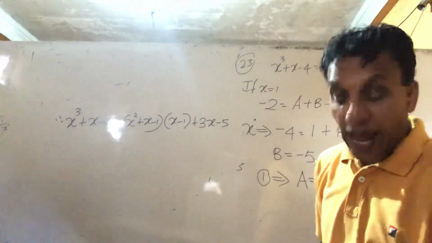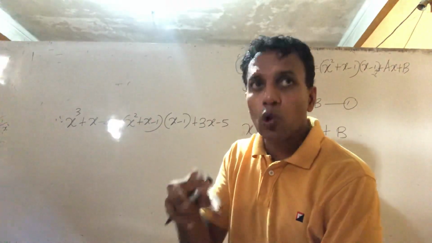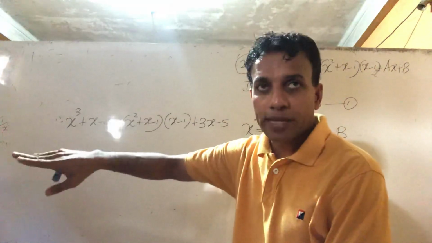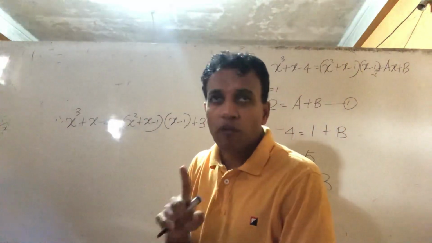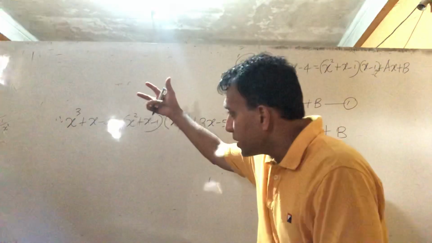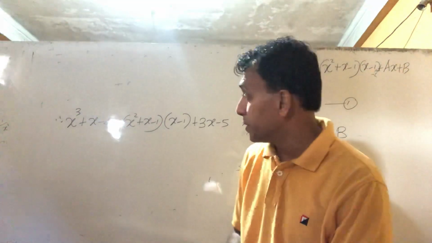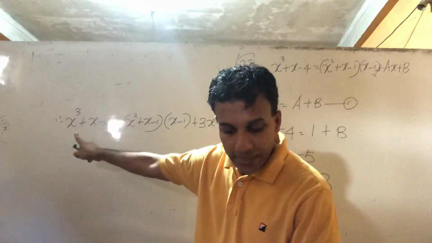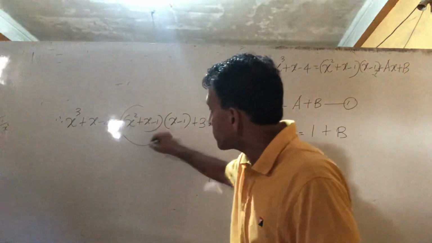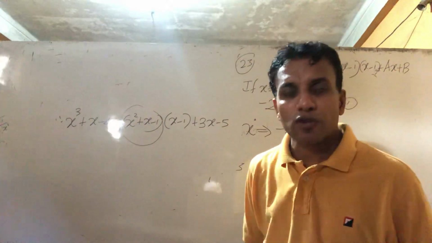So now they said "hence or otherwise." When the question says hence or otherwise, that means using this method or any other method, because most problems have not only one method, there are many methods. But if you follow "hence", using this method, that's easy, right? So find the remainder when x cube plus x minus 4 is divided by this, what is the remainder? That is the straight answer.